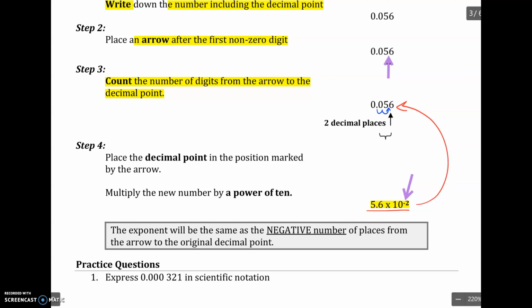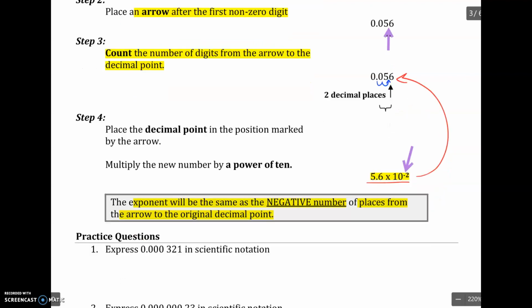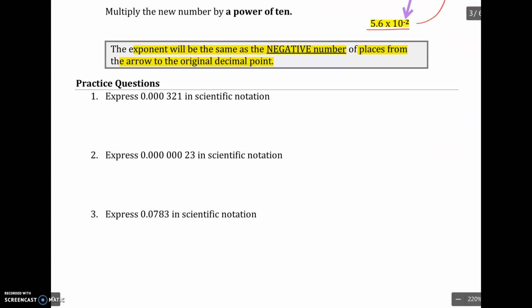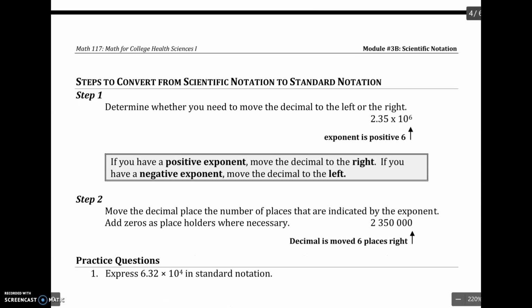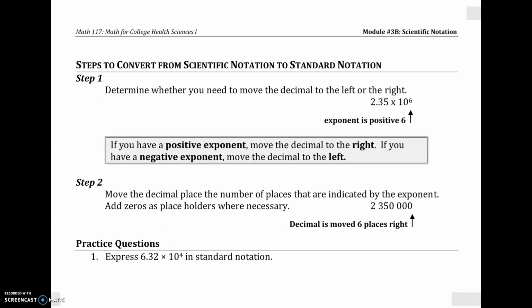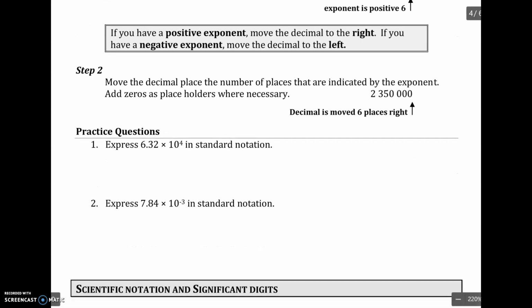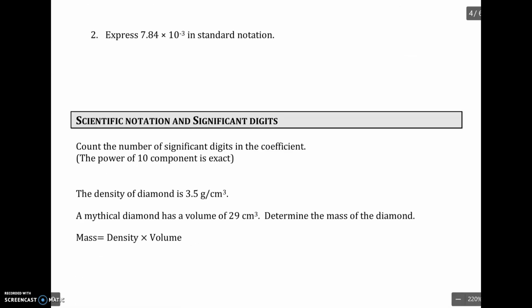Okay, so just a little summary, the exponent will be the same as the negative number of places from the arrow to the original decimal point. And go ahead and practice those 3 and check in with the filled in notes. All right, and we already did turning from scientific notation to standard notation, so I won't do this one again, but you can certainly look at this example for yourself. Let's look a little bit and also go ahead, please, and practice those 2 questions.